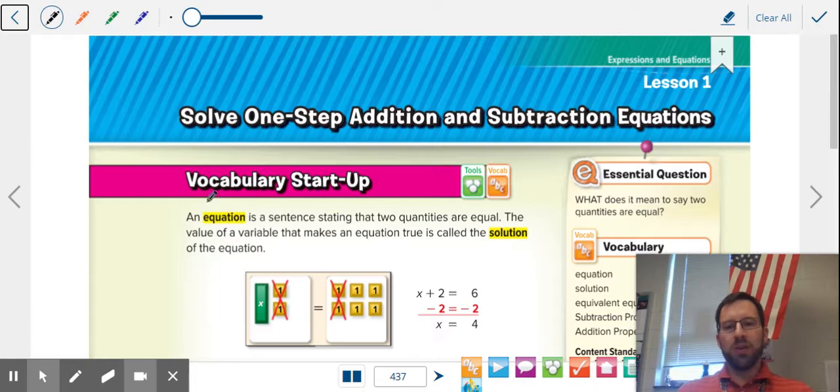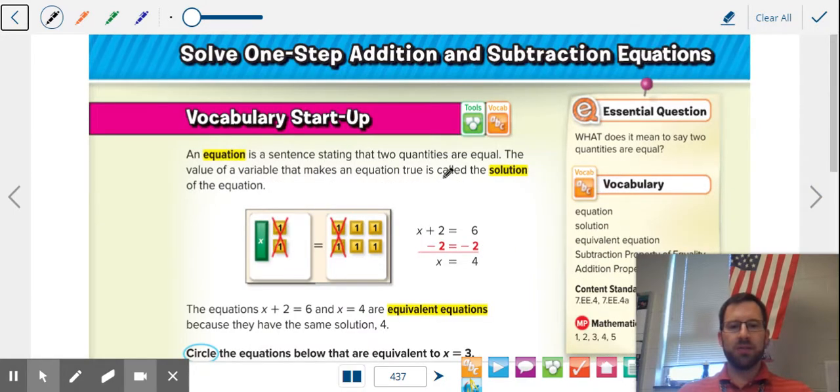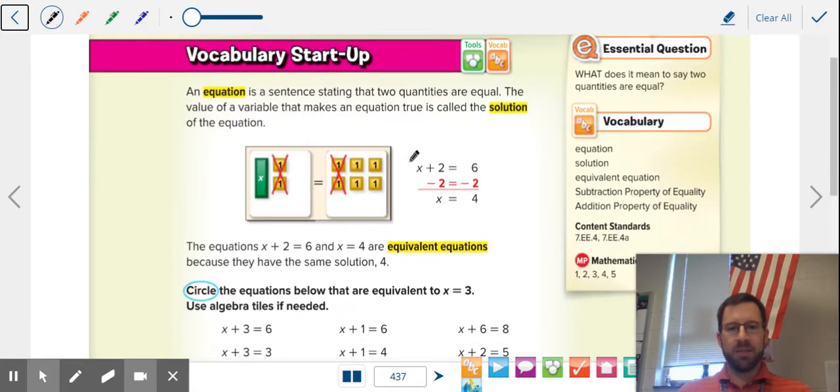So first off, what is an equation? An equation is two quantities that are equal. So we have this expression over here equal to a quantity over here. And we're going to figure out how to balance an equation to get the variable by itself so that we know what it's equal to.